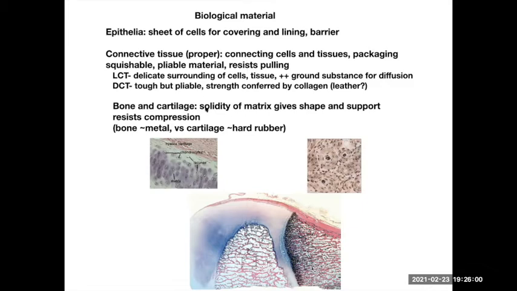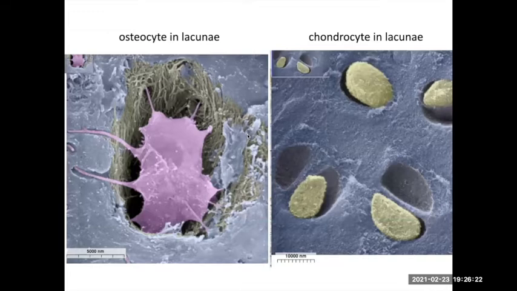Bone is easy to feel on yourself. You can feel your elbow or your arm or anything. You can actually feel your bone. You know what that feels like. Cartilage, you can get a little bit of a sense of in some areas of your body. Your ears and your nose have cartilage in them. So we're just going to go over briefly a little bit about the structure of those materials and the cells within them.